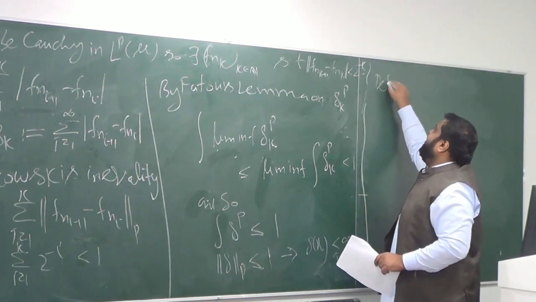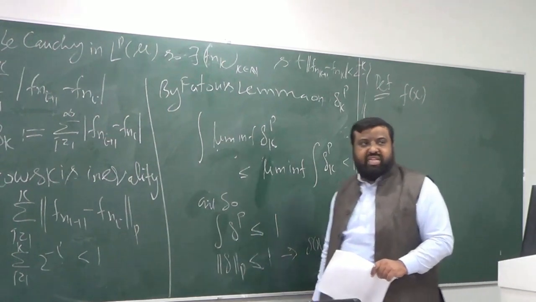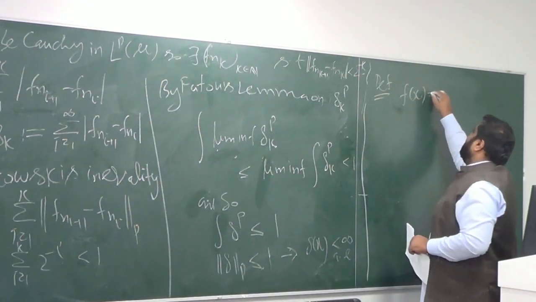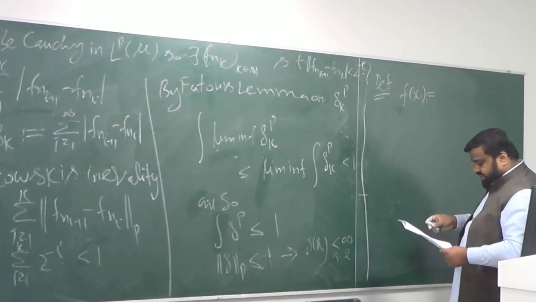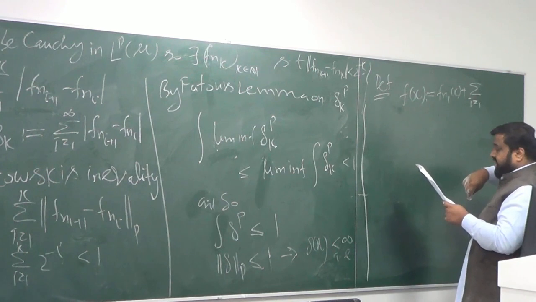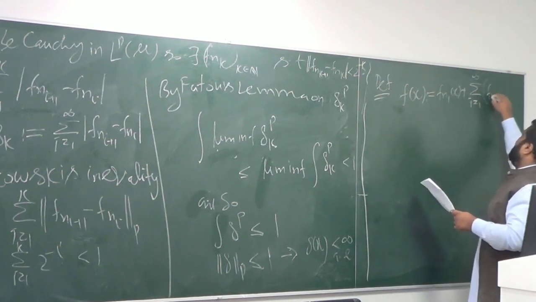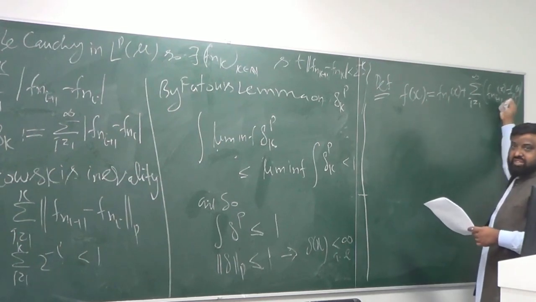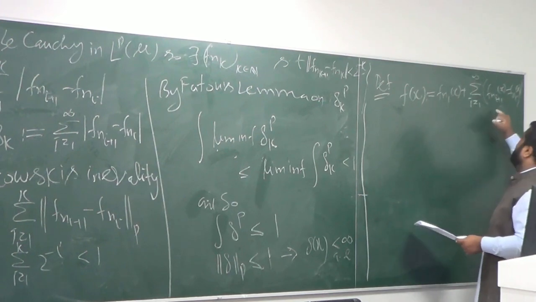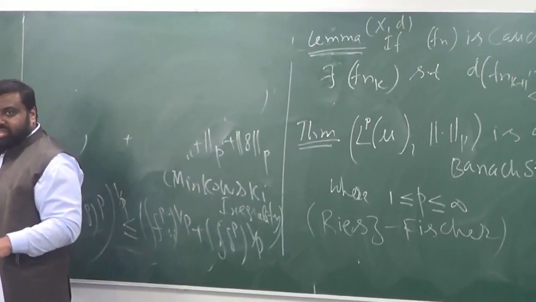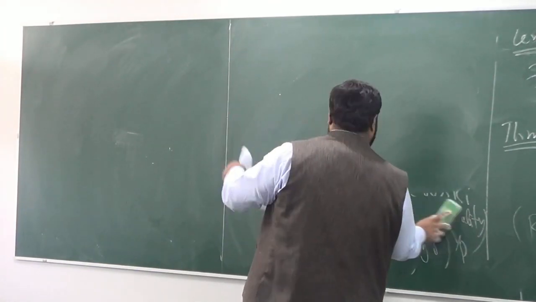Now, let me define a function f actually. So f is that function which I can treat as the limit of my Cauchy sequence that I'm interested in. So f of x is f_1 of x plus the sum from i equal to 1 to infinity of f_{i+1} of x minus f_i of x. Can you see that? If you can't see it, let me write it there.